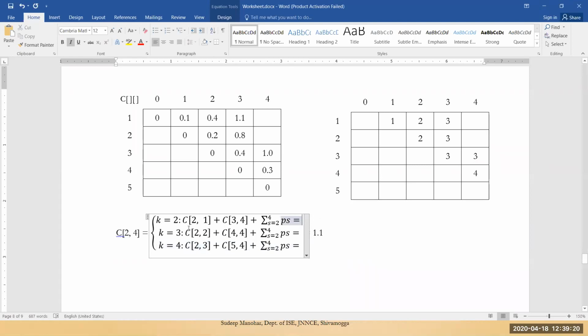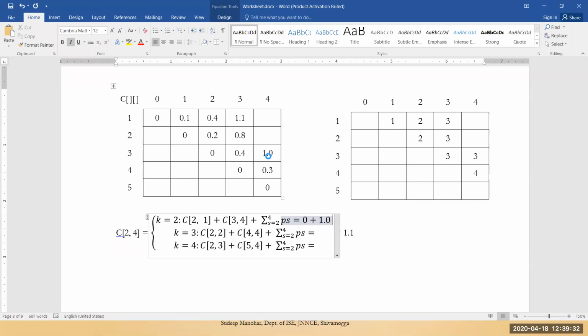What is 2 comma 1? C of 2 comma 1 is 0. C of 3 comma 4. 3 comma 4 is 1.0 plus.